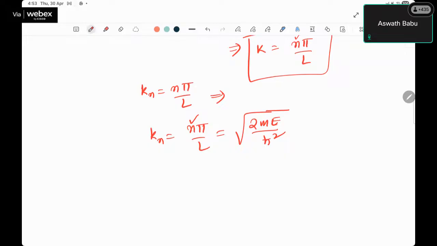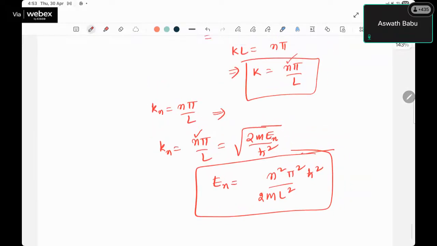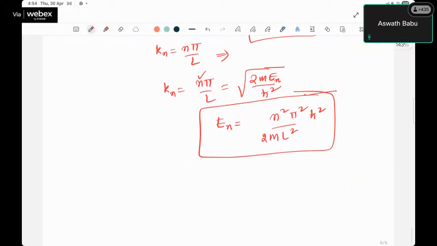So E is going to be dependent on n, which means I'll say n. So what is the energy? Energy is n square pi square h bar square over L square, 2m, on the numerator I have h square. So this is the energy of the system in the nth orbit. So the exact value in terms of Planck's constant, the mass of the particle, and in which wave box it is confined, that is given here.